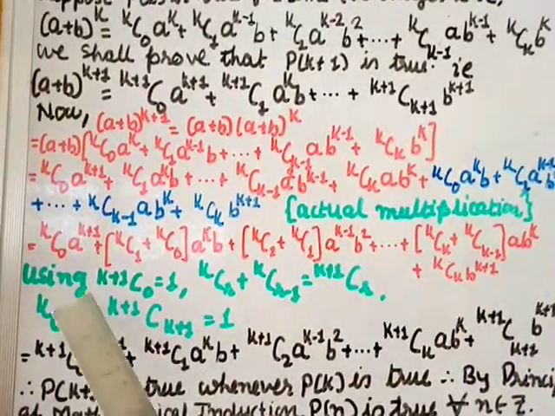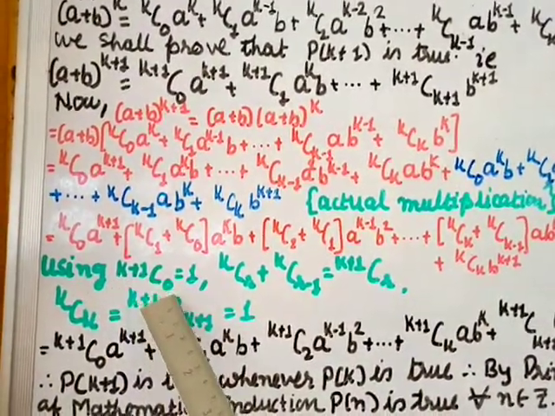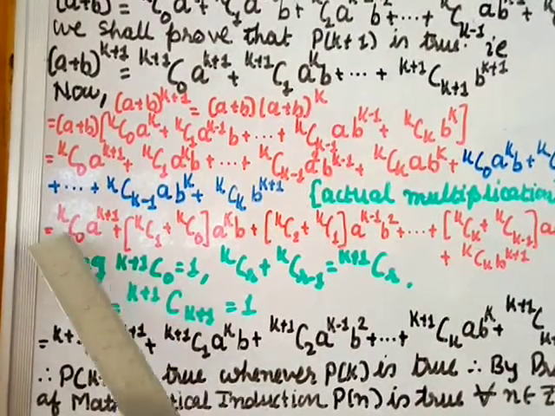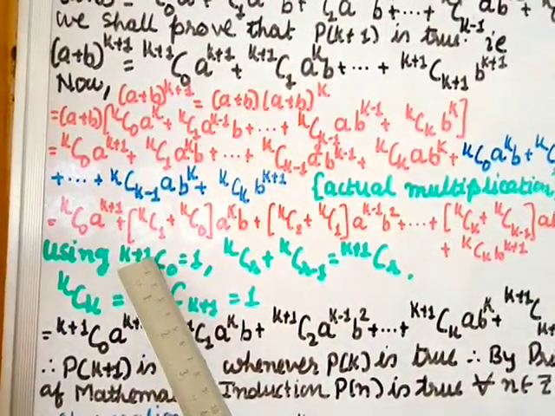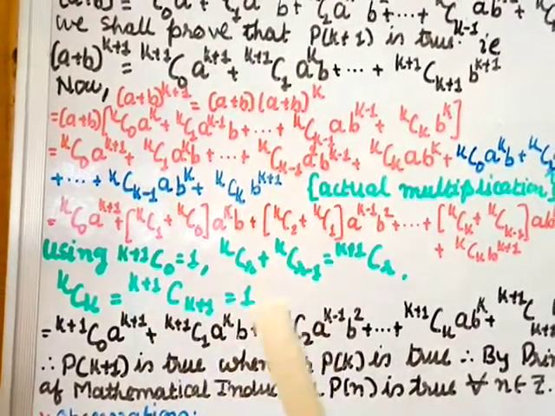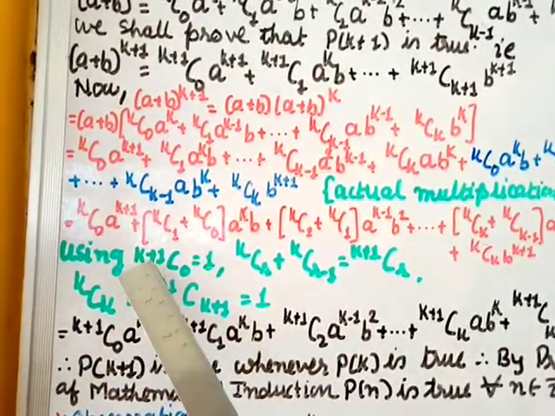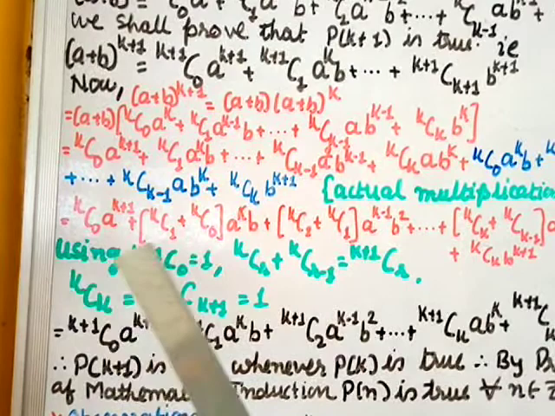For that I'll use k plus 1 c 0 equal to 1. Now this value kc0 is also 1. Instead of k, if I put k plus 1, c0 also will be 1. So I will replace this by k plus 1 c0 because this value and this value is 1.